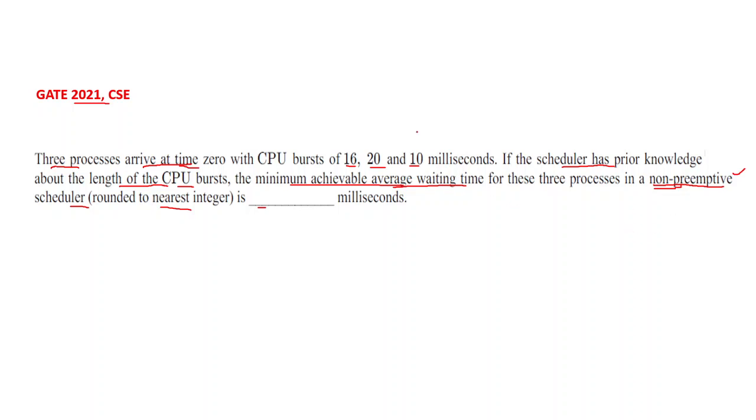So in this case, let's find out the minimum achievable average waiting time. That is, you always get to know that they are talking about shortest job first, because only in shortest job first is the minimum achievable average waiting time possible. So in this case, the process with 10 milliseconds will be scheduled first, next the process with 16 milliseconds, and finally the process with 20 milliseconds of burst time. So this is going to be your Gantt chart.